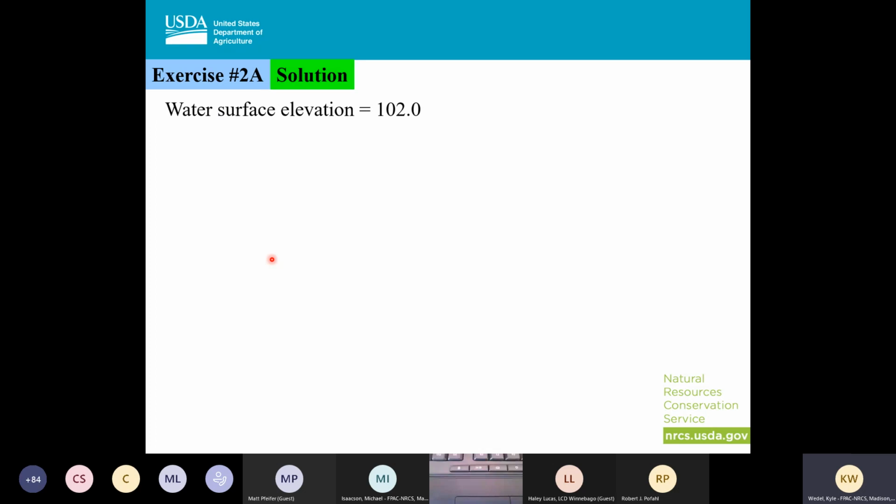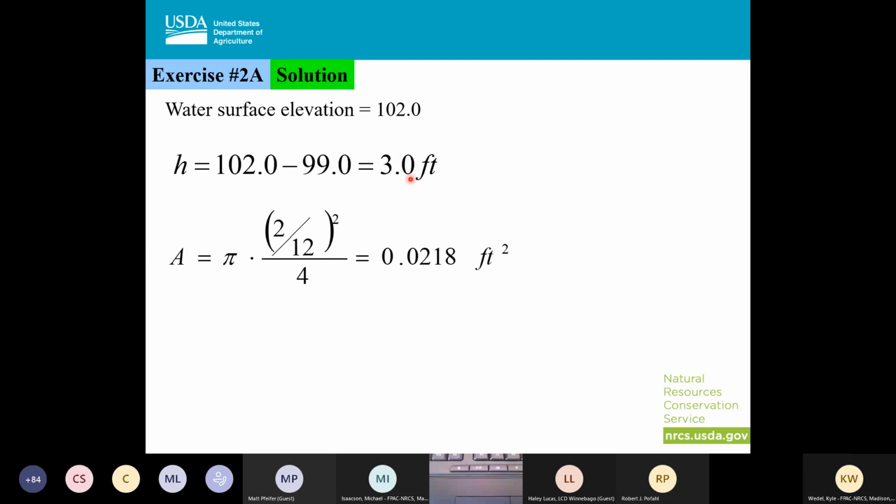So kind of going through these. My water surface elevation is 102. And again, I knew that my orifice is sitting at 99. So I'm going to take 102 minus 99 to get to my head of 3 feet. And then I'm going to do my area formula, which is going to be pi d over 4, and d is going to be squared. And then this divided by 12 is to get me from inches to feet. So I multiply that through and I come up with 0.0218 feet squared.